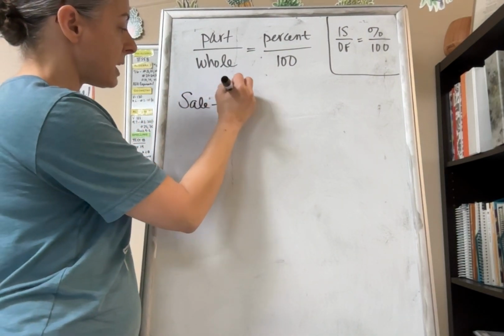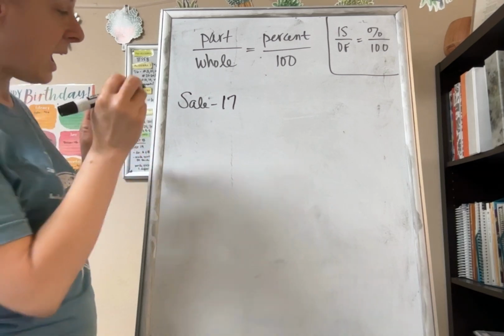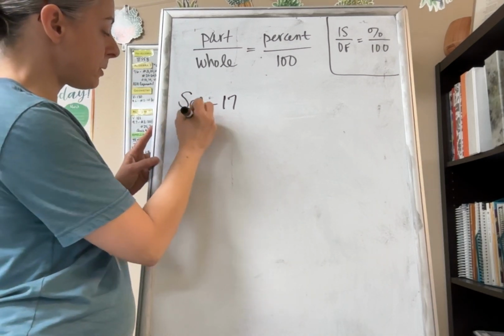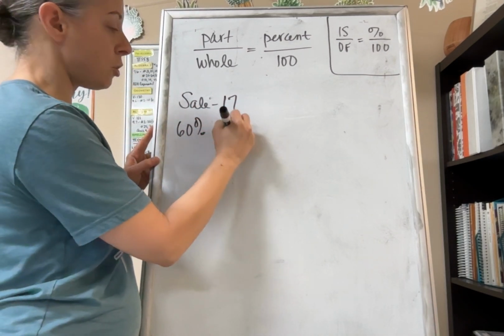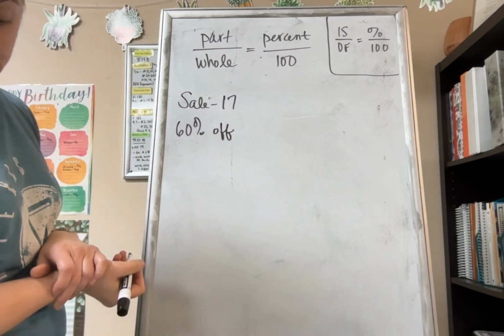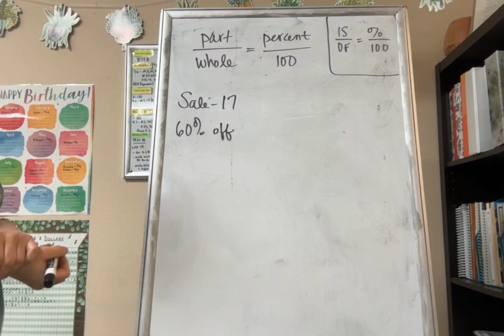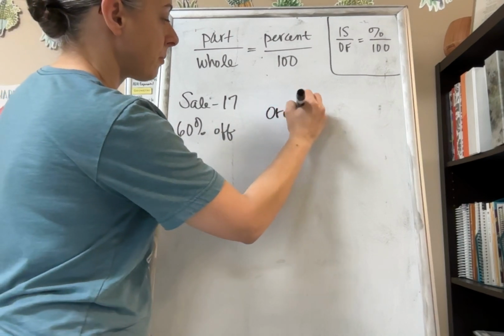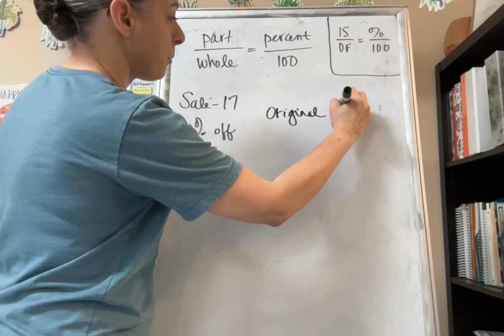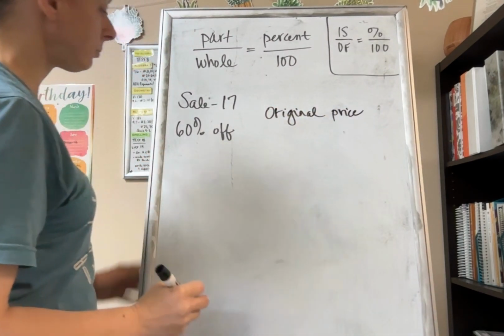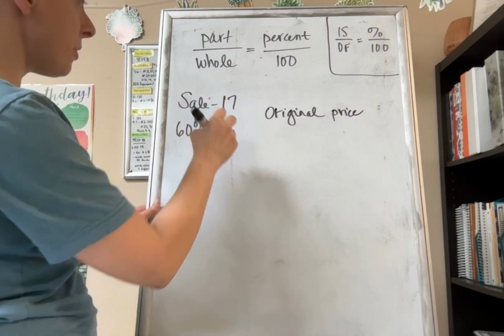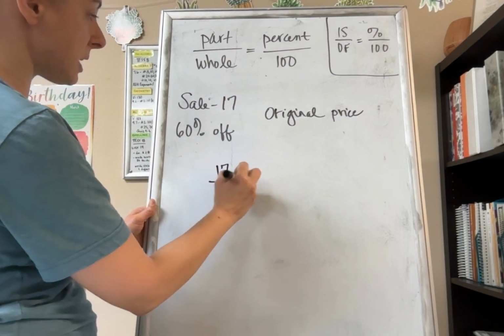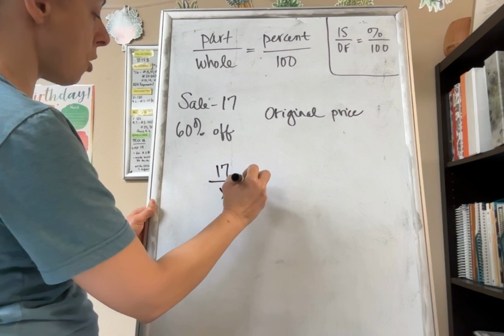So the sale price is $17, and it's marked 60% off the original price. Okay? So what is the original price? That's what I'm looking for. The original price. All right? So I know that the sale price is the part and the original price is the whole.